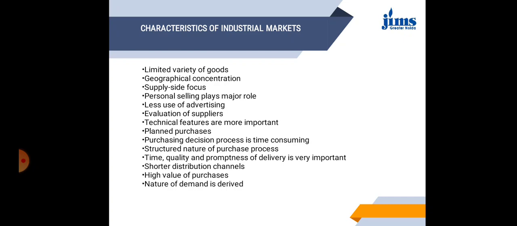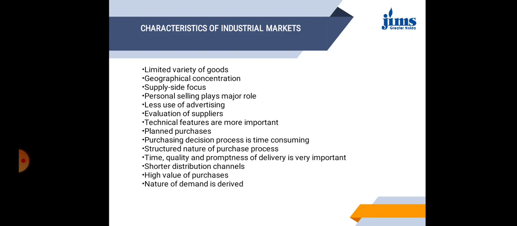Moreover, the purchase decision process is time consuming. Usually when I talk about the purchase of FMCG products, we take impulsive and quick decisions, while if I talk about the industrial markets, the decision making process is very time consuming. A lot of people are involved and this decision may take a year or 6 months to make the final purchase decision. Next, the nature of purchase process is very structured, unlike the consumer buying decision process, which may be loosely structured or unstructured.